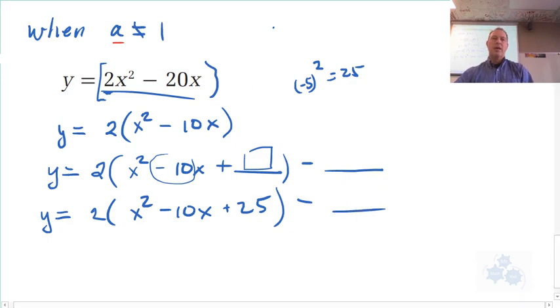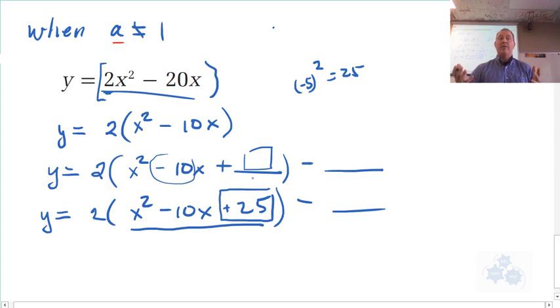Watch this, guys. I completed the square in here. That is correct. Everything is done right. But by me placing a 25 in here to complete this square, what did I actually add to the equation? I actually added 2 times 25. Do you see that? Because there's 2's out there? So I need to subtract 2 times 25, or 50.